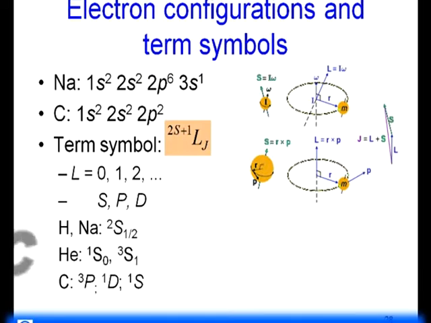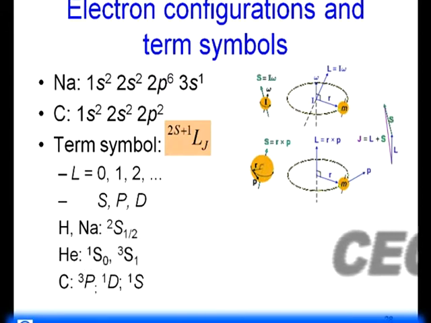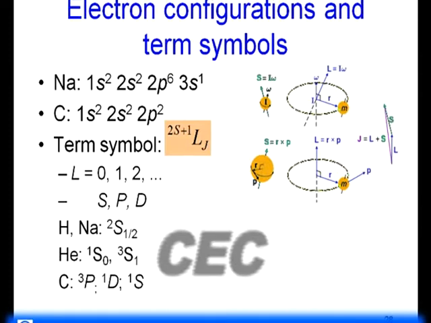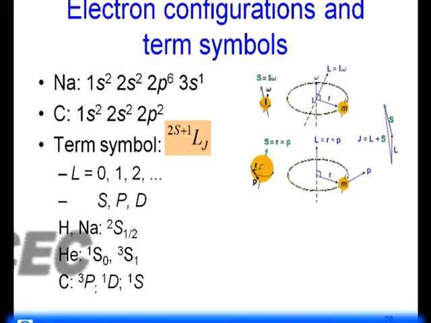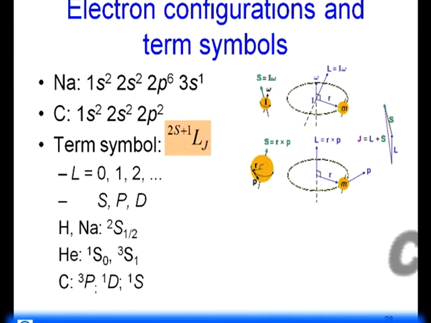Similarly for helium, the ground state will have 1S0 because you have two electrons which are paired. That means one will have ms equal to 1/2, the other one will have ms equal to minus 1/2. The total ms value will be equal to 0, which corresponds to S equal to 0. 2S plus 1 is equal to 1, and the only possible value of J is 0 because L is also equal to 0 and S is equal to 0 also. So J can only take on a value equal to 0.